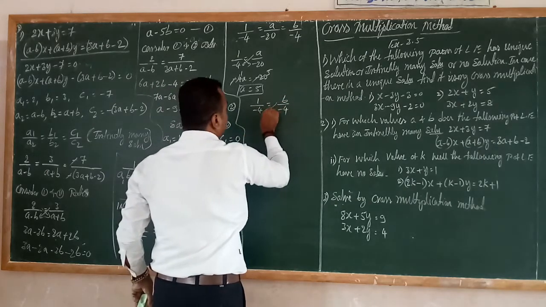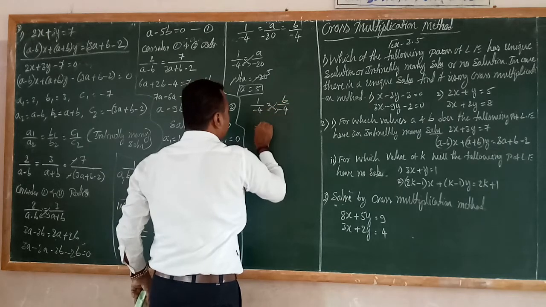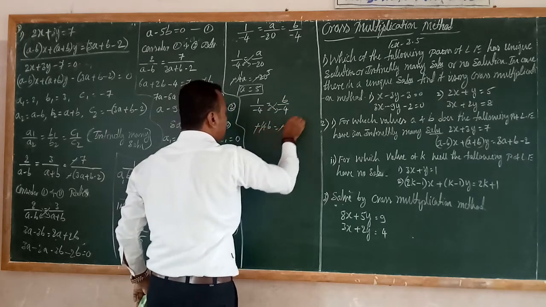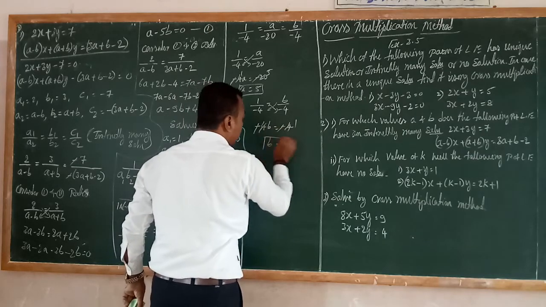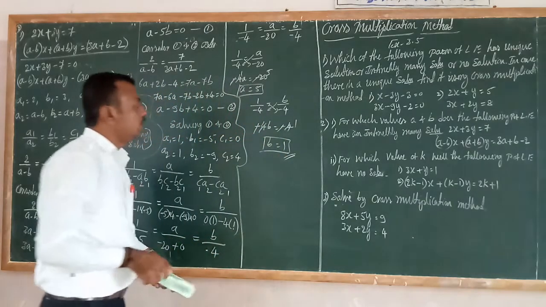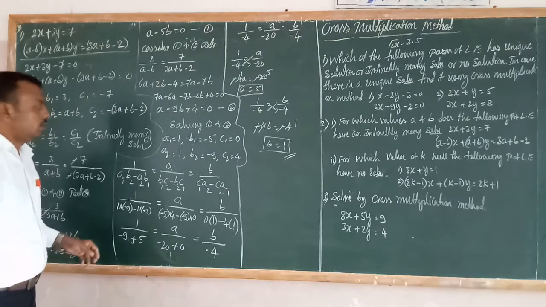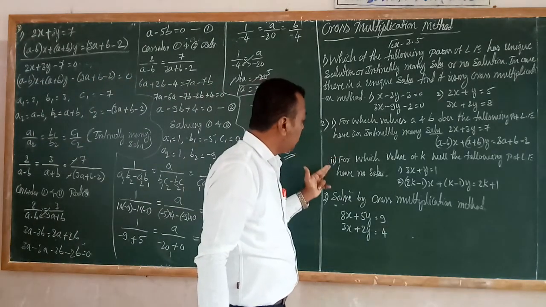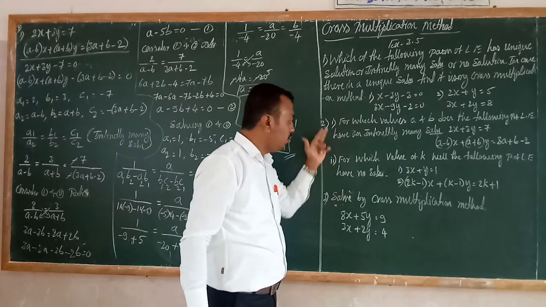1 upon minus 4 is equal to B upon minus 4. You have to cross multiply that. So it becomes minus 4B is equal to minus 4. Minus minus get cancelled. 4 ones are 4, B is equal to 1. The value of A is 5 and the value of B is 1. So this is the solution of the given equations. Understand the second one? In the same way, the second question.